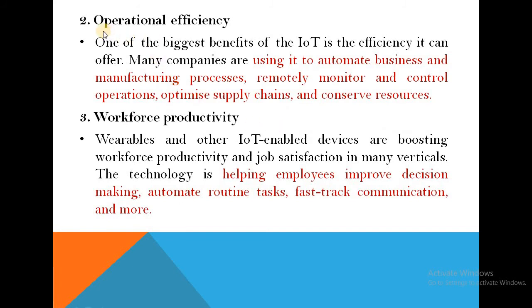The next advantage is operational efficiency. This is one of the biggest benefits of the IoT. Using this, businesses can be automated, manufacturing processes can be automated, and we can monitor these processes and all the business remotely. Control operations can be optimized, supply chains can be optimized, and resources can be conserved. So operational efficiency increases with the IoT.